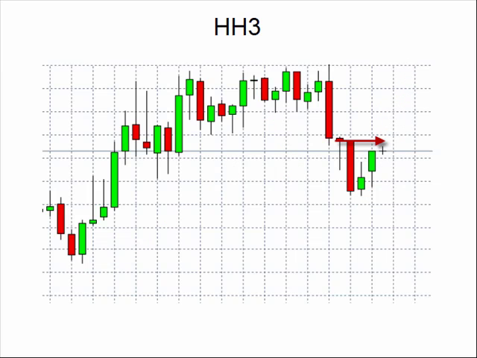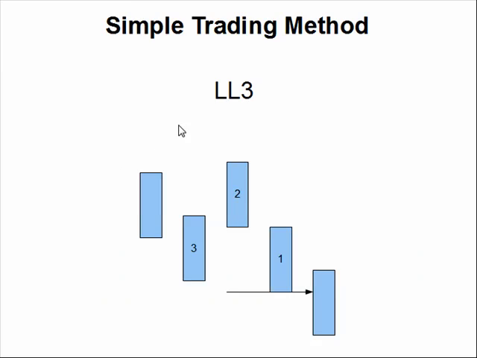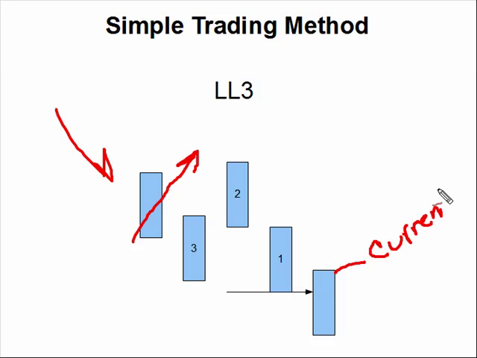The same is true if we look at the LL3. So we're looking at the price that is basically in a downtrend, getting a pullback, and then we don't count this one because this is the current candle. But as we identify that low, so this would be the lowest low of the last 3 bars, our entry would be as it starts to move down below that.